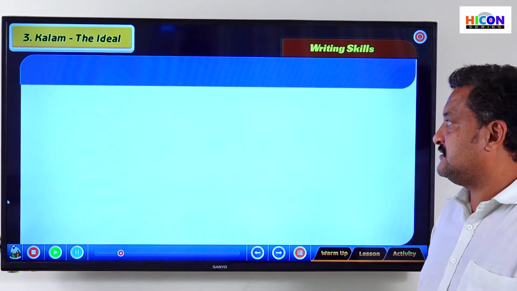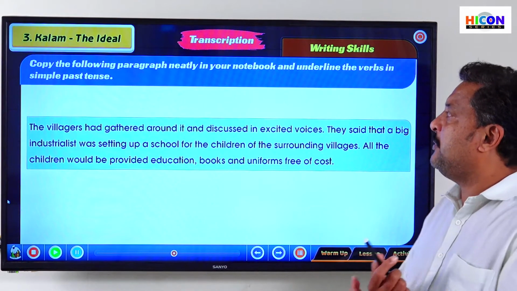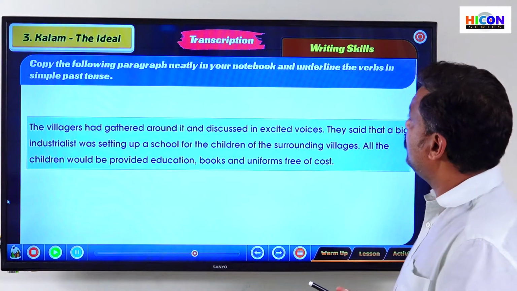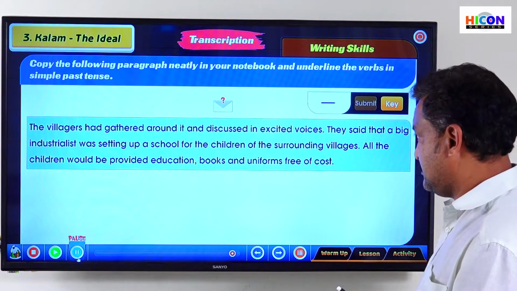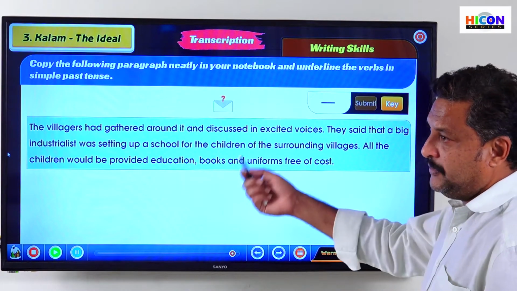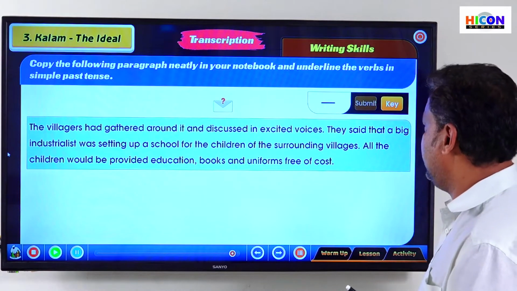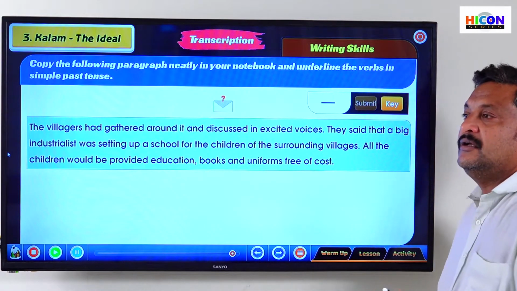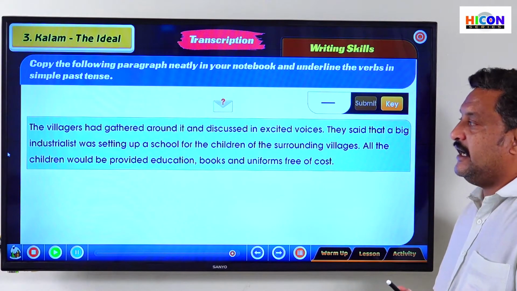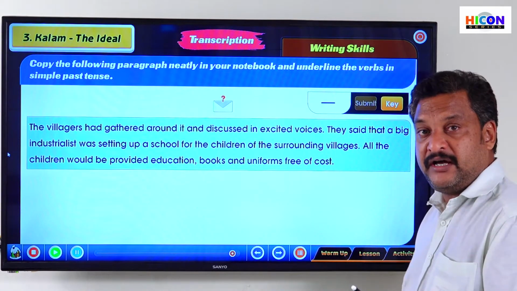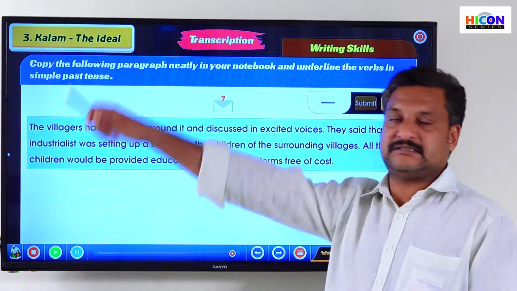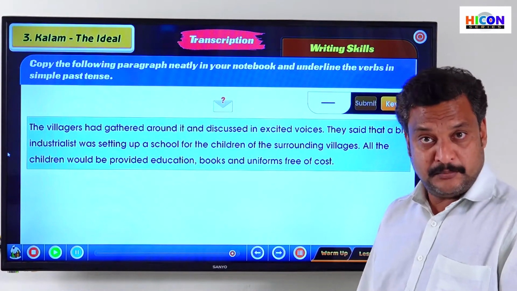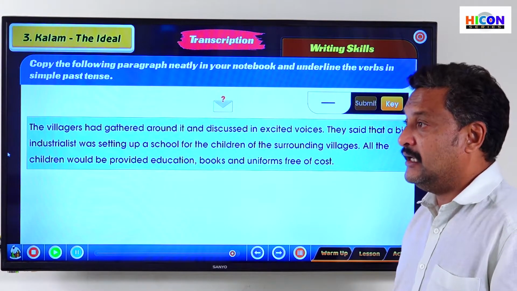Writing skills. Copy the following paragraph neatly in your notebook and underline the verbs in the simple past tense. So we have a paragraph here. Two or three sentences are there. Now we need to read this and identify the verbs that are in the simple past tense and underline them.